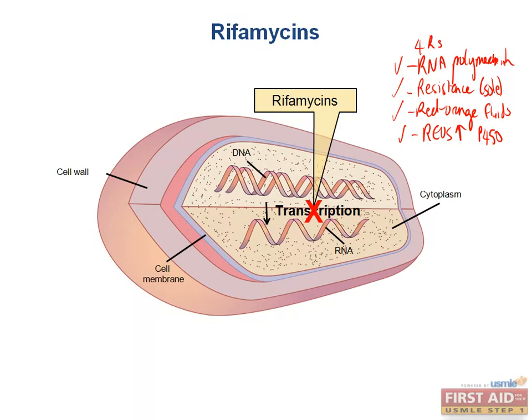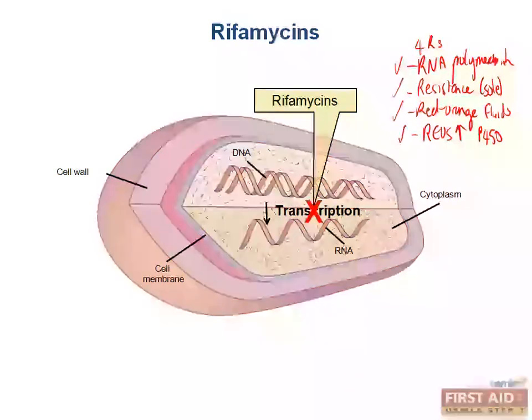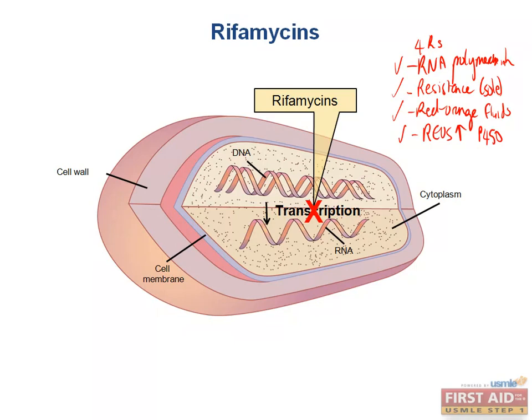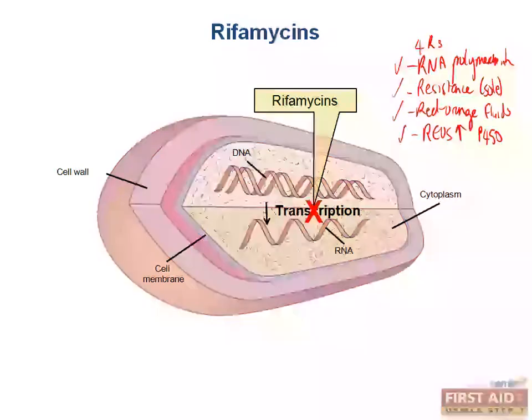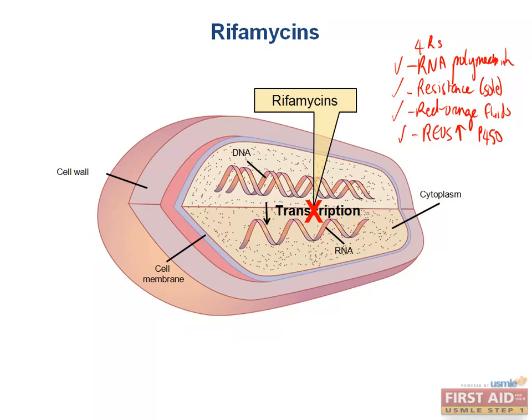Is this the same way that isoniazid works? No, remember, isoniazid inhibits cytochrome P450, so it is the exact opposite. Think about the implications of this if you're using the 2 of them together.